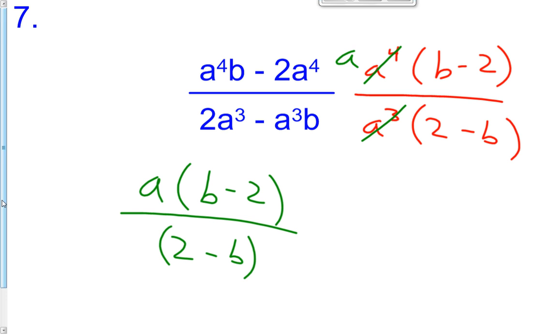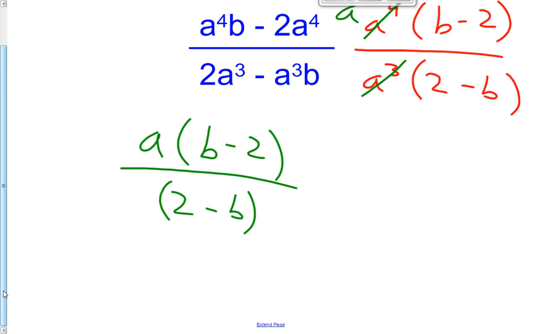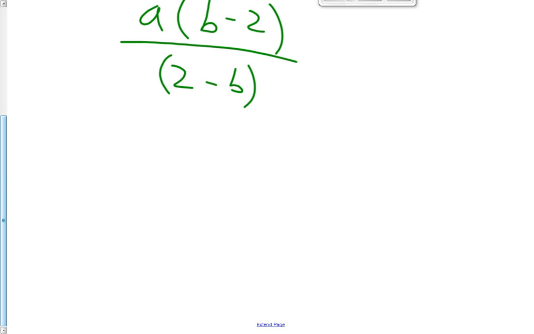Now, it might be very tempting to go like this, class. Hi-ya! But you cannot do that. Because this one right here is a positive b, where this is a negative b. And this is a negative 2, and this is a positive 2. So they aren't the exact same binomial. The factors are not the exact same. However, you can take another step. You can take a negative 1 out of this.